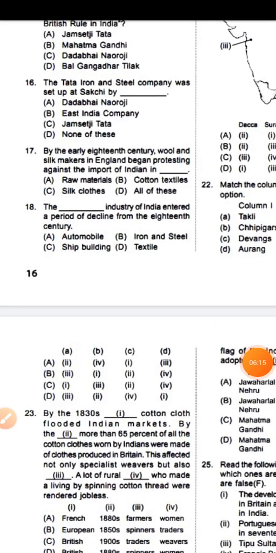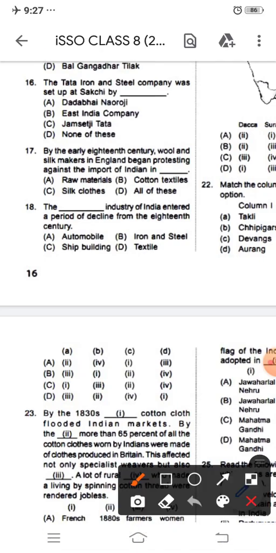Next question is, by the 18th century, wool and silk makers in England began protesting against the import of Indian dash. Options: raw materials, cotton textile, silk clothes, all of this. The correct one from this is option B, cotton textiles.